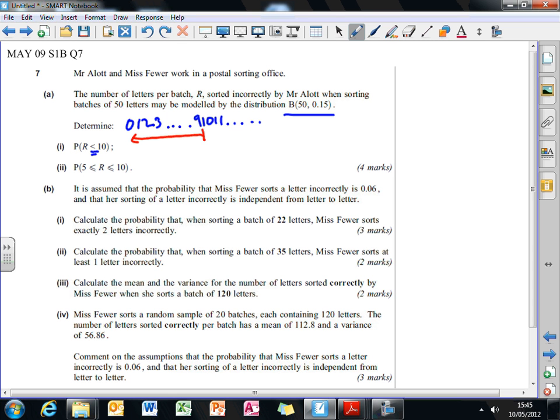So I look up in my tables the probability that r is less than or equal to 9. And if I do that, I get, oh, here we go, there you go, 0.791.